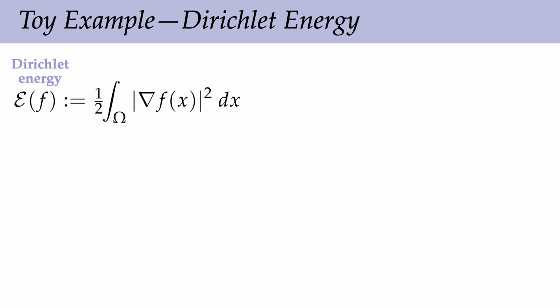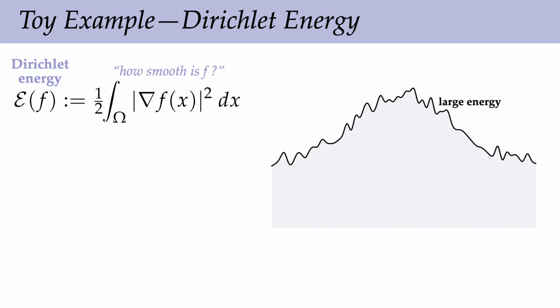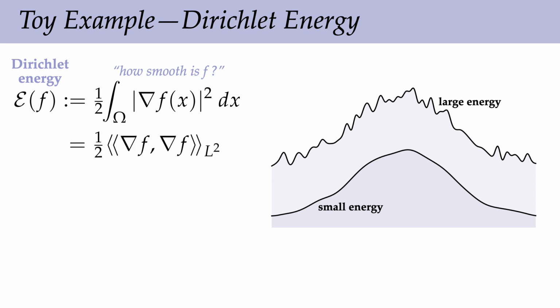Since the full-blown story takes a bit of work to explain, we're going to start with a simpler toy example of Dirichlet energy. So Dirichlet energy basically measures how smooth a given function is by integrating the squared norm of its gradient. For instance, this function has large Dirichlet energy, this one has much smaller Dirichlet energy. We can also write Dirichlet energy as the L2 norm of the gradient, or using integration by parts, it becomes the inner product of Laplace f with f itself.